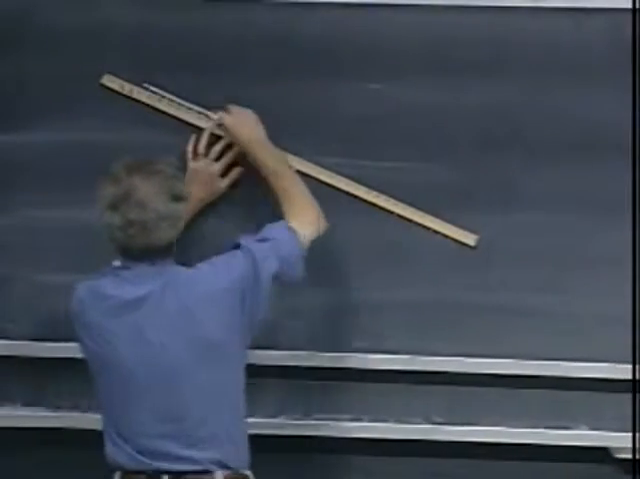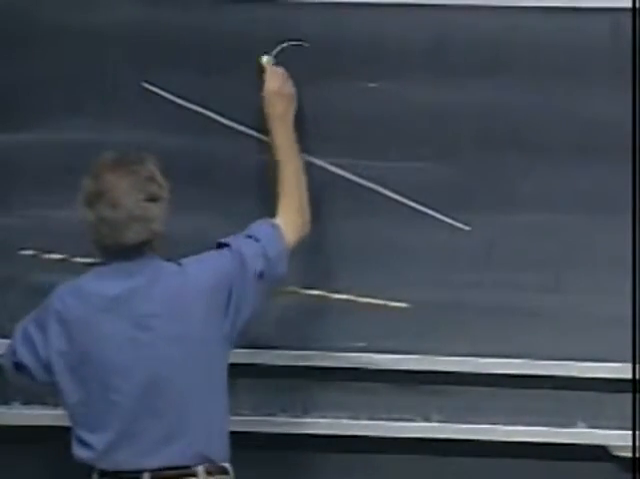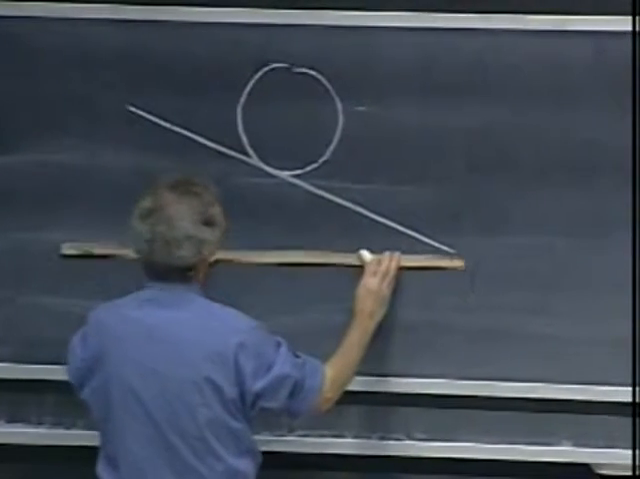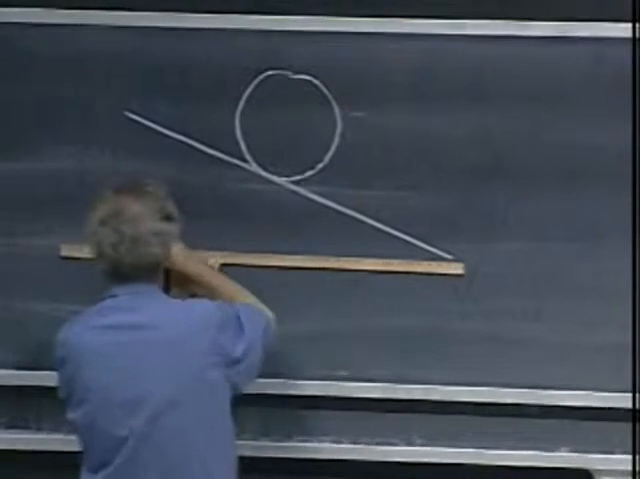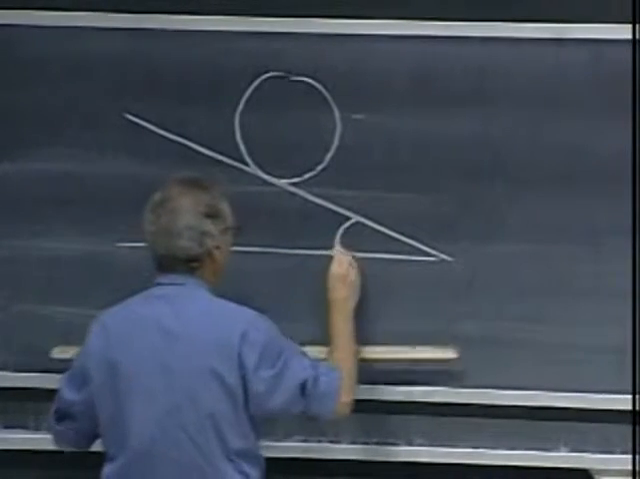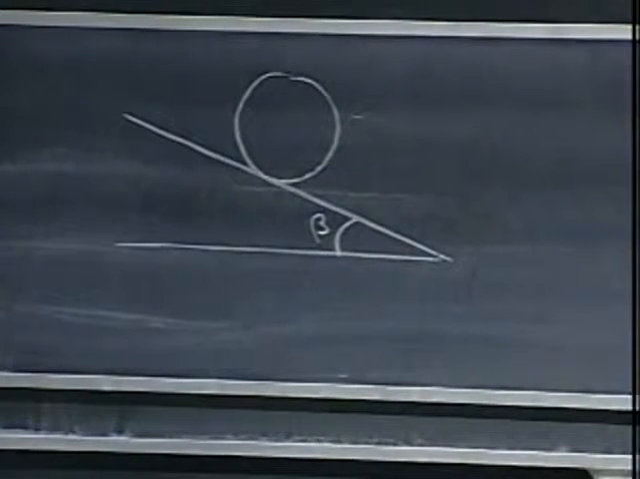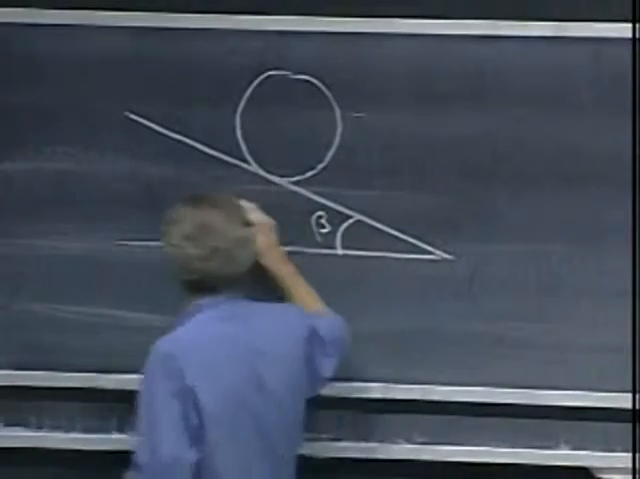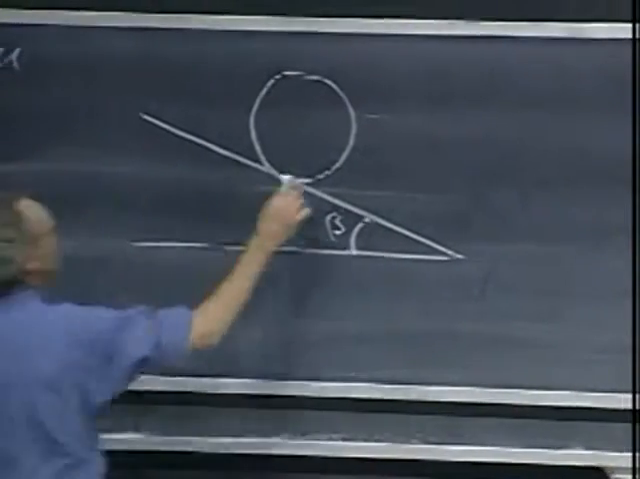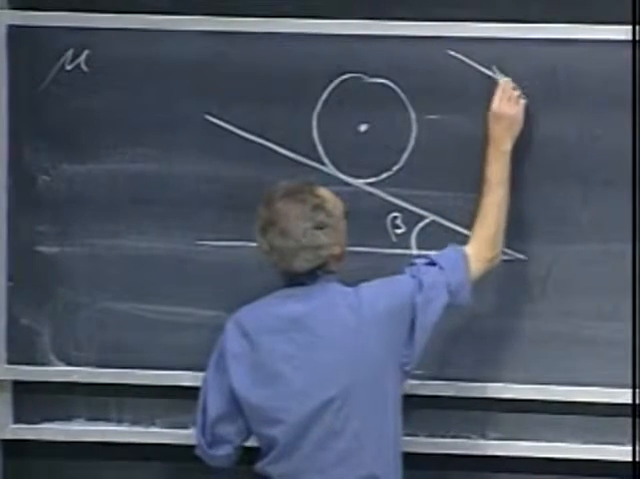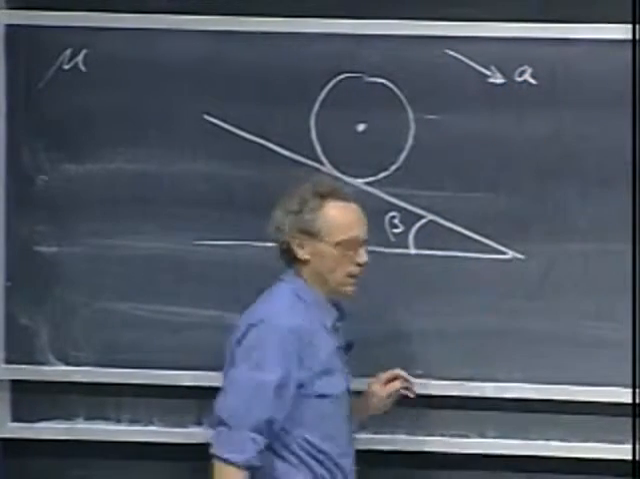For instance, the following. I have here a cylinder, or it could be a sphere for that matter, and this angle is beta. I prefer not to use alpha because that's angular acceleration. And there is a friction coefficient with the surface, mu. And this object is going to roll down and is going to get an acceleration in this direction, A.